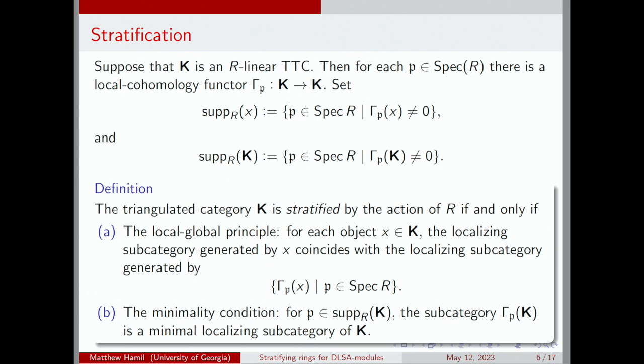And I should point out here that if you want to show that a category is stratified, the first part, part A, the local-global principle, isn't really what will hold you up. As far as I know, there are no examples known where condition A fails. Condition B is more subtle and more difficult. All right. But okay, why did we define this notion in the first place?